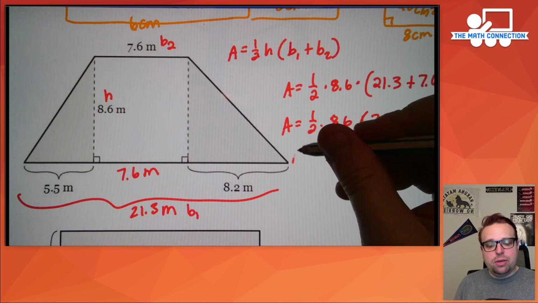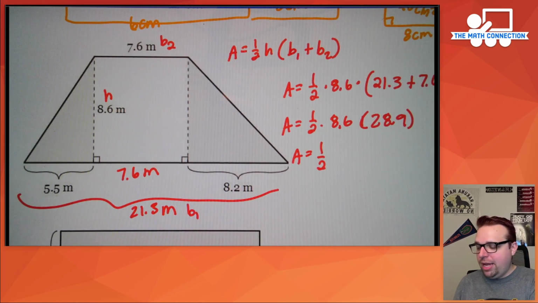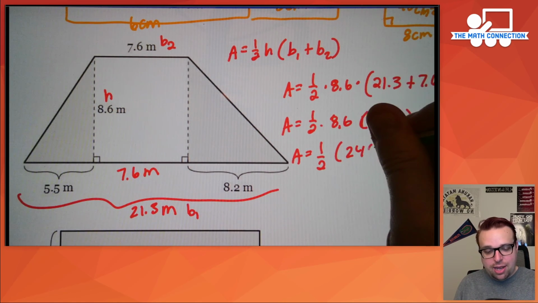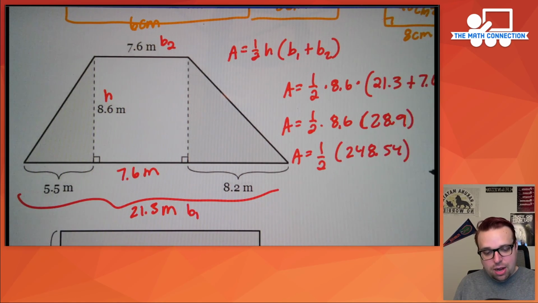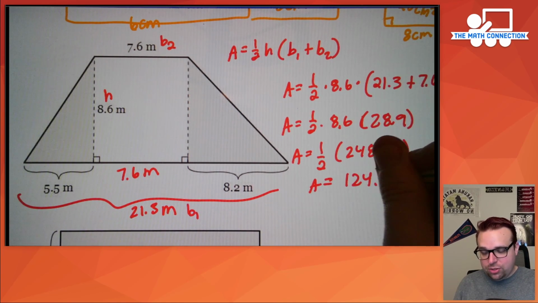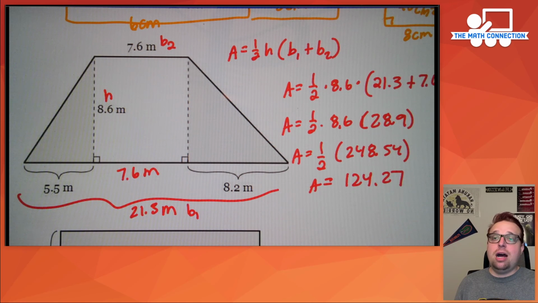So let's do the multiplication next. That would be 8.6 times 28.9, which is 248.54. And then we need to cut that in half. So this would be 1/2 times 248.54, and then the area will be half of that, which is 124.27. Okay, so that's an oddly specific problem. It has decimal points. We'll just roll with it.